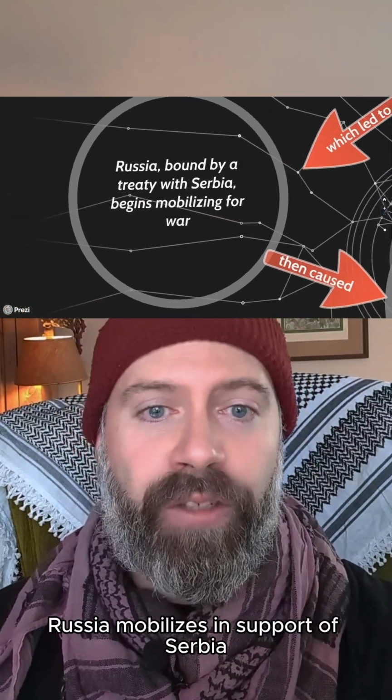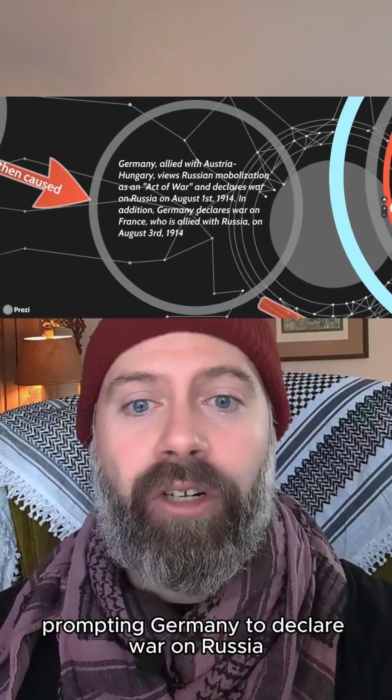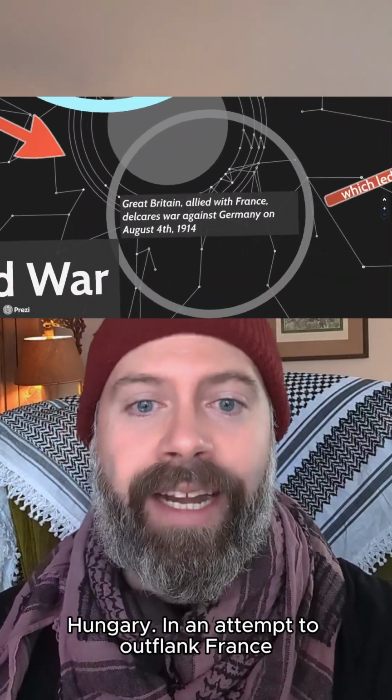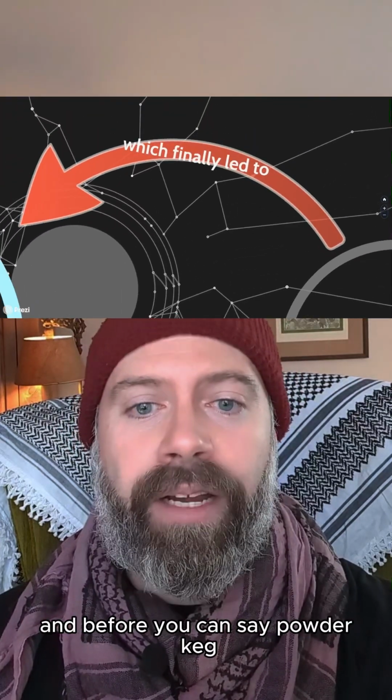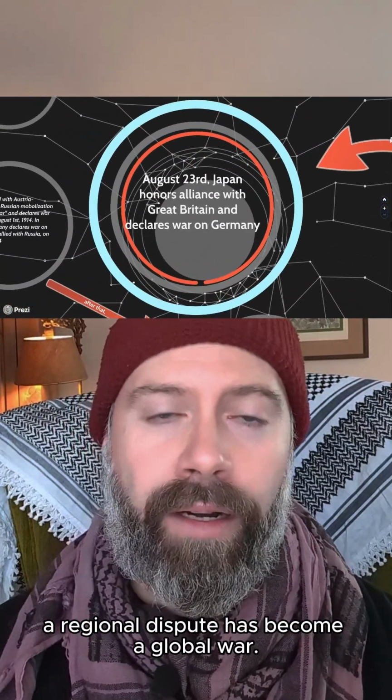Russia mobilizes in support of Serbia, prompting Germany to declare war on Russia, drawing France in against Germany and Austria-Hungary in an attempt to outflank France. Germany then invades Belgium, which brings Britain into the conflict, and before you can say powder keg, a regional dispute has become a global war.